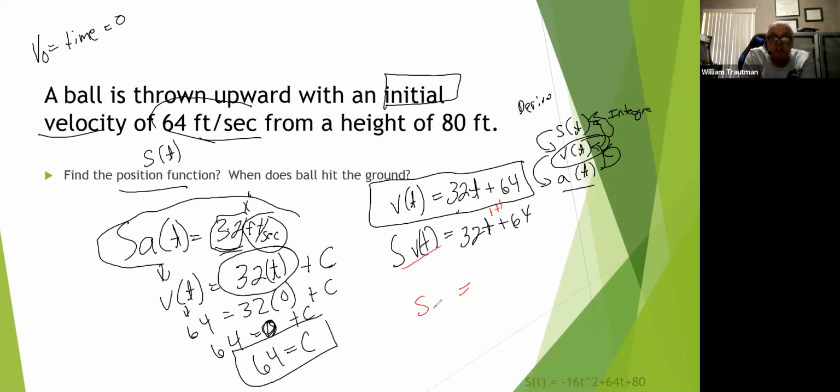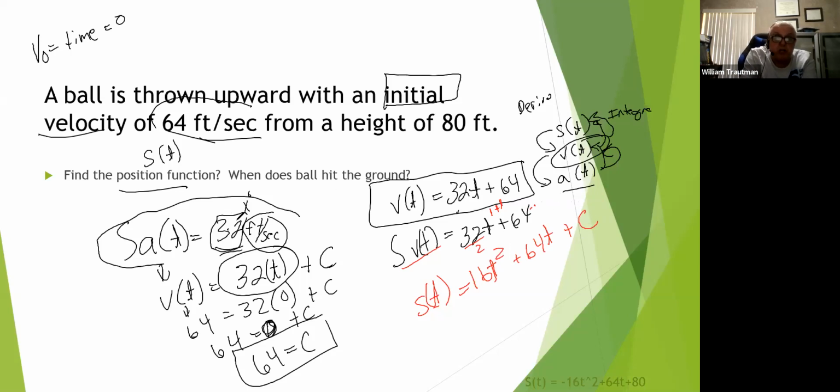From here we're going to find the position function. The position function is going to look like this, s(t). We added 1 to the power of t, and we got t to the second power, and then we put the 2 on the bottom. 32 divided by 2 is 16. The integration of 64 is just 64t. With 64x, the variable comes into play. And then you have to put a plus c at the end of it.